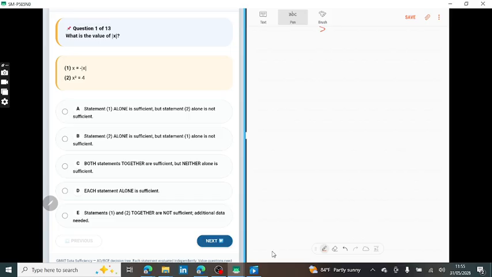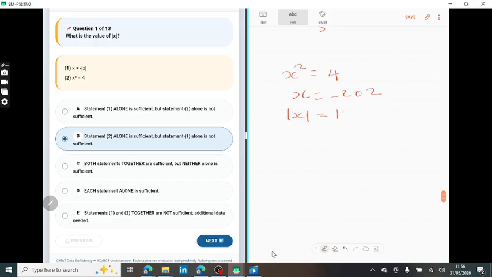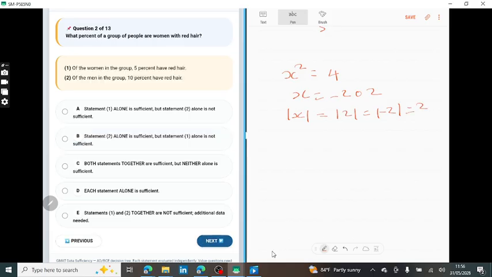All right. The answer of this one is only statement 2, because s equals minus s absolute, several values of s. Statement 2, s squared equals 4. So s equals minus 2 or 2. But s absolute, which is what we are looking for, equals 2 absolute equals minus 2 absolute equals 2. Next question.